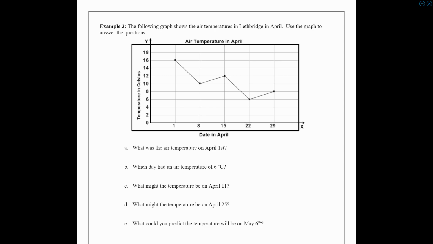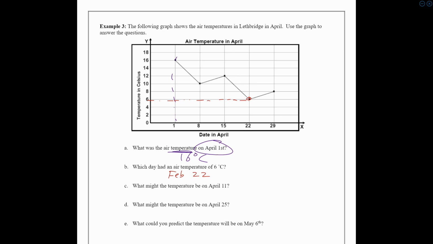Okay, temperatures in Lethbridge in April. Here we go. Sounds like the beginning of a joke. So, on April 1st, simple one. On April 1st, what's the temperature? 16. Right, just looking up. Oh, it's 16. Sounds nice. I wouldn't mind 16 right now. Okay, which day had an air temperature of 6? I go on 6, I look across, I see, oh, it is Feb 22.